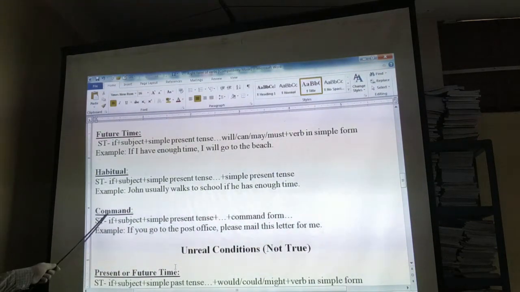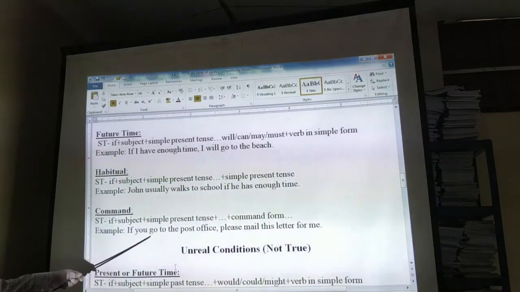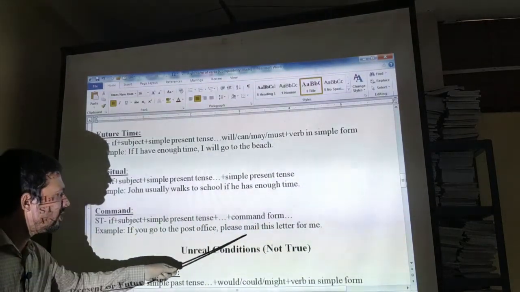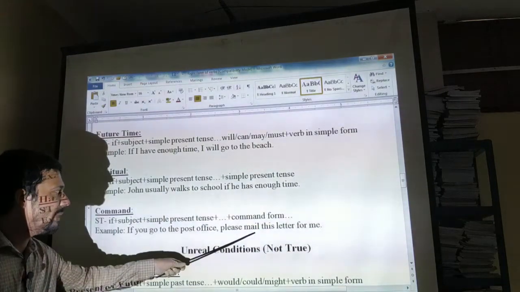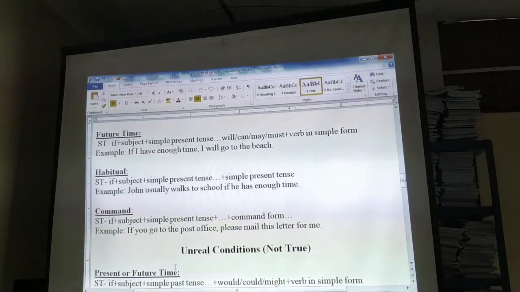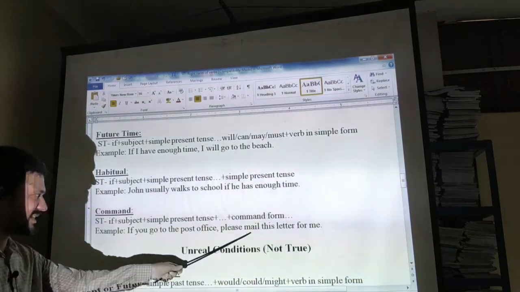See, if subject, simple present tense, I mean present indefinite tense. See, command form. This one is the command form, mail. A command form begins with the present form of the verb. See, mail, present form of a verb.